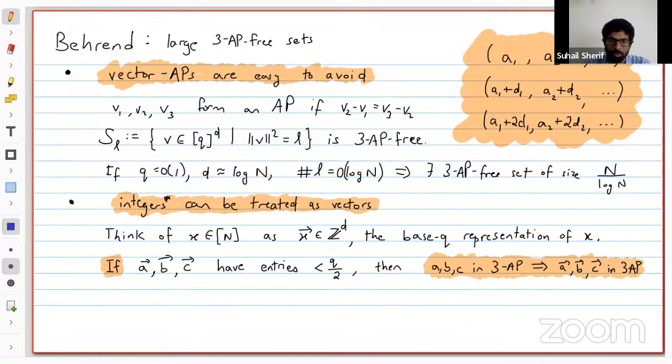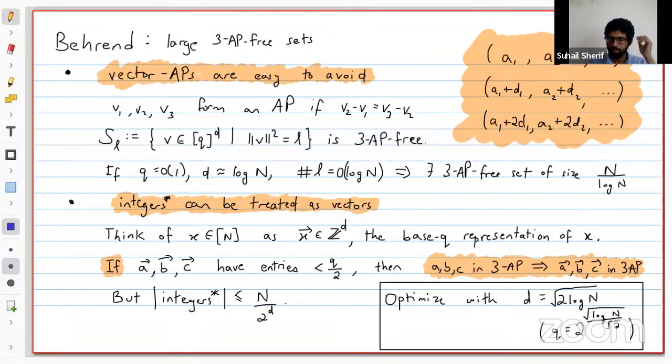But with this extra property, now we can just think of only these integers. That is, integers which only have small entries in base Q. And the number of such integers from 1 to n is going to be like n by 2 to the d. For every coordinate, you're throwing away half of your integers. So you still have n by 2 to the d integers, which have the property that if you look at their vector representations, if the three integers were in an arithmetic progression, the vectors are also in arithmetic progression.